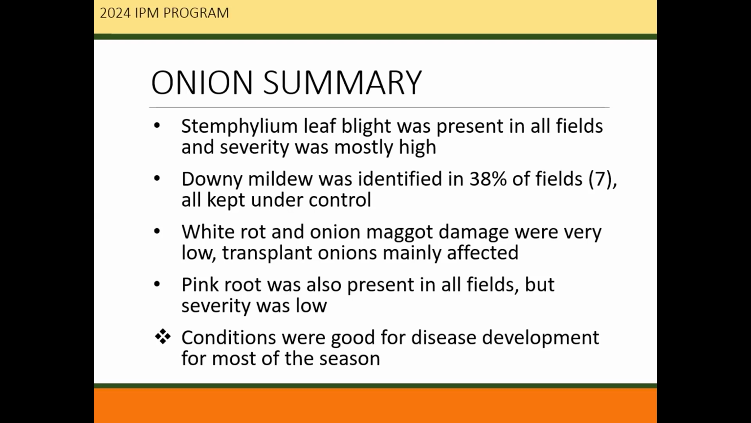White rot and onion maggot damage were very low. They were more diseases that we were finding in transplant onion fields. Pink root, again, was found in all fields, but severity was very low. And as I was mentioning, the wet and warm conditions were good for many diseases to develop throughout the season.